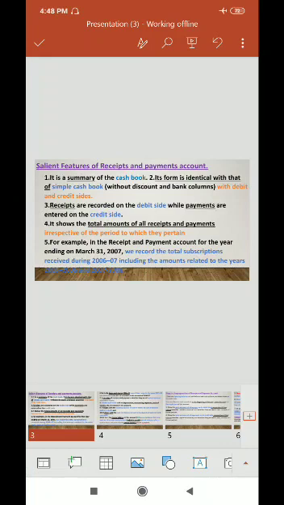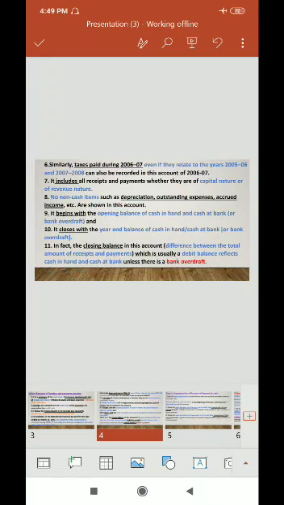Coming to the fifth point, for example, in the receipts and payments account for the year ending on March 31st, 2007, we record the total subscriptions received during the year 2006-07, including the amounts relating to the years 2005-06 and 2007-08. So 2006-07 is your current year, 2005-06 is your previous year, and 2007-08 is your next year. If you make the payment, or if you receive the money, it should be recorded in your receipts and payments account of the current year.